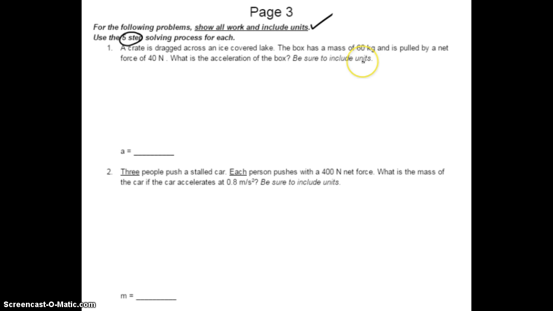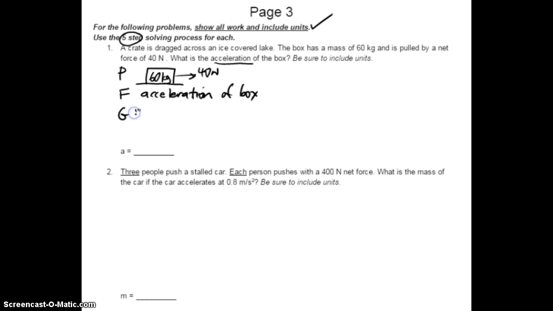Go through our 5-step problem-solving process. First, picture. So we have our 60 kilogram box being pulled by a 40 newton net force. Next, what are we looking to find? That's right, acceleration. It's listed right there, acceleration of box. Okay. What are we given? We're given that the mass of the box is 60 kilograms and there's a net force of 40 newtons on it. Let's see what our relationships are.